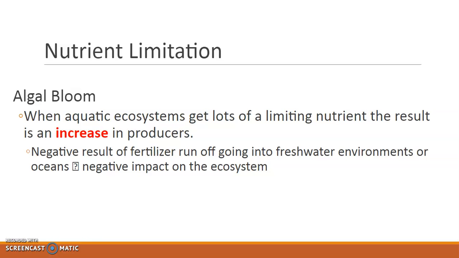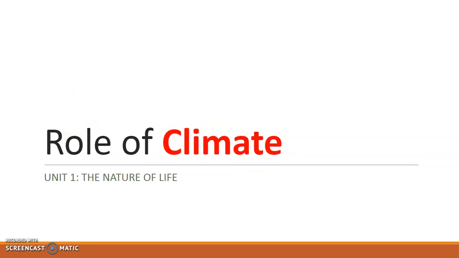So what happens is we just toss them a ton of nitrogen by having it run off from our farms, and all of that basically means we have an algal bloom. That can destroy an aquatic environment because there's too much plant, and that too much plant can choke off the other organisms that live there. Okay, and it has a really negative impact on the ecosystem.